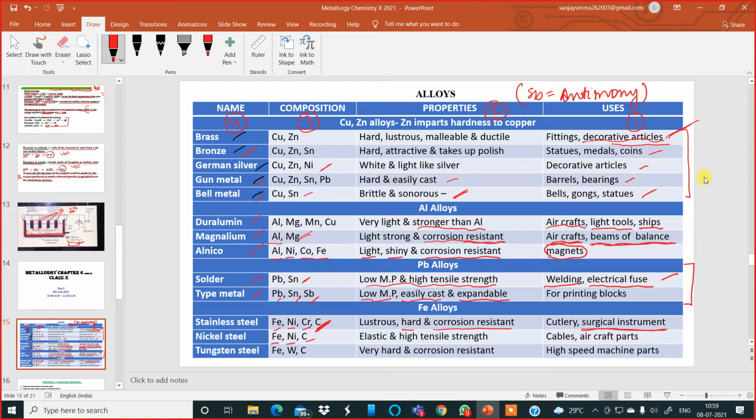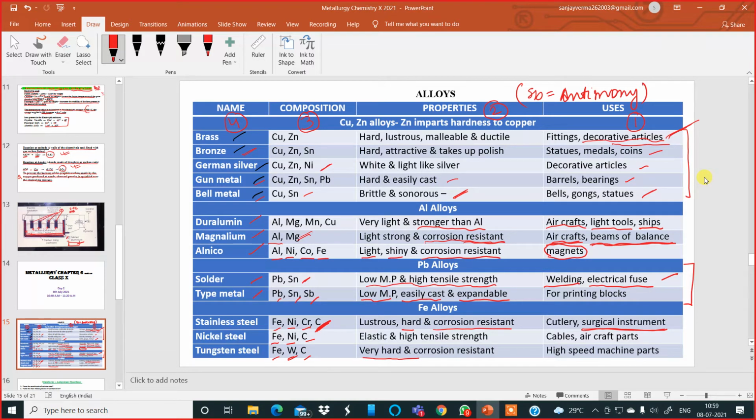Then finally, we have tungsten steel, an alloy of iron, composed of iron, tungsten, and carbon. W is the symbol for tungsten. Tungsten is very hard and corrosion resistant.